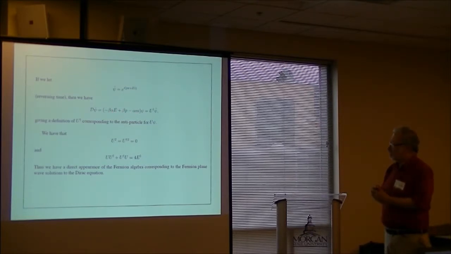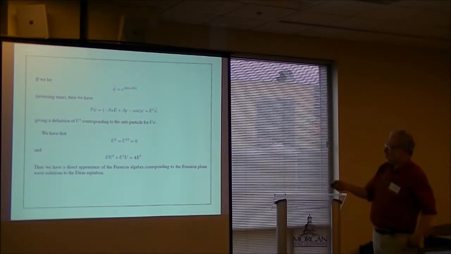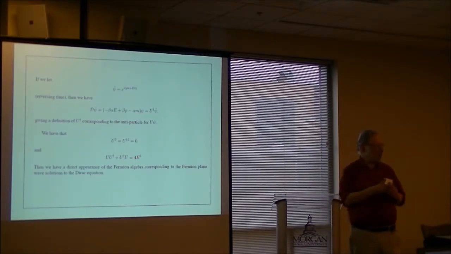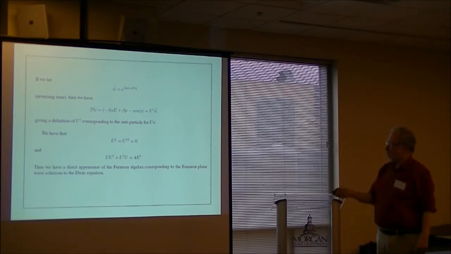But you will find then that u squared and u dagger squared are both zero, and that there's the anti-commutation relation. In this case, it's unnormalized, but it gives you 4e squared. So we're getting a nice picture of the fermion operator situation coming directly out of the Dirac equation. Okay? Let's take this further and find the Majorana operators and see what happens.